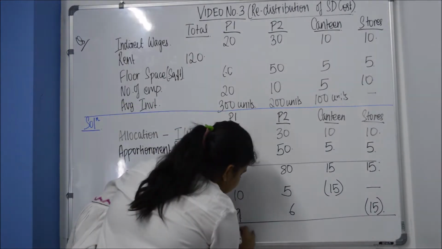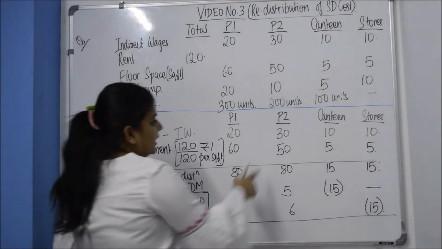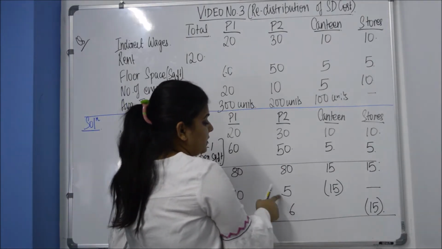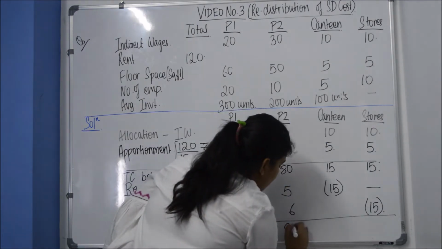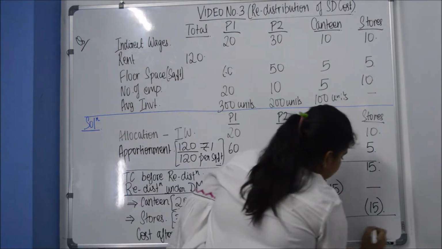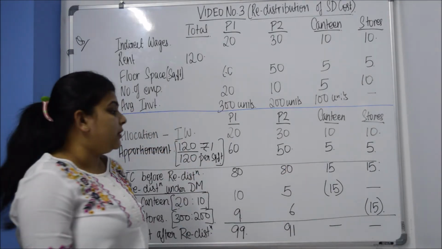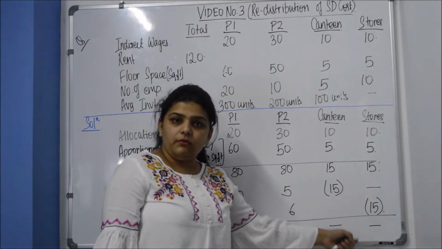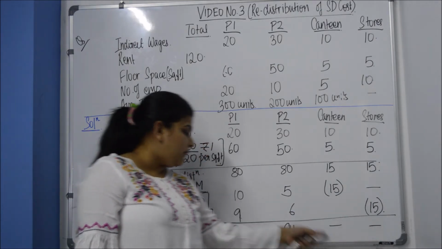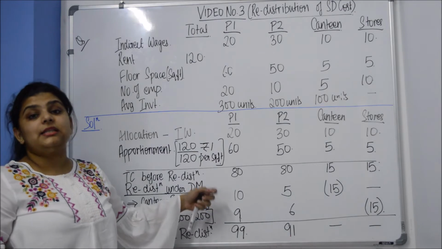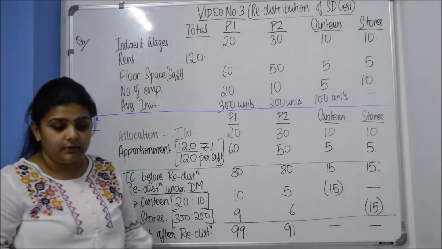That becomes 99. 80 is its own cost, 5 given by canteen and 6 given by stores. So that becomes 91. Stores and canteen are 0 because they have given the cost to P1 and P2. That was the aim. We had to redistribute this cost. We have redistributed and given it to P1 and P2. This is the direct method.